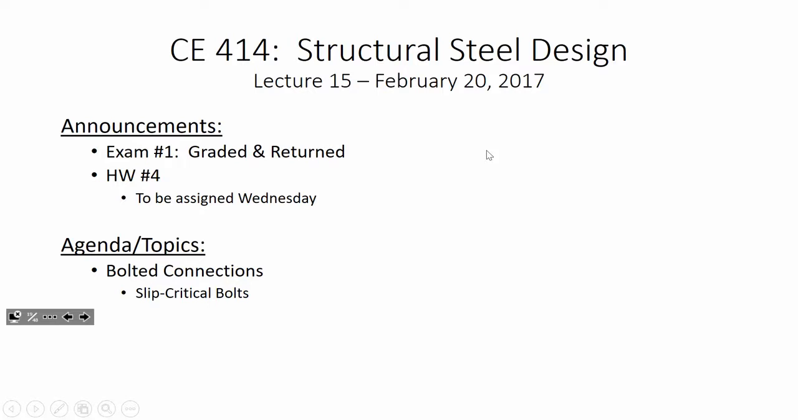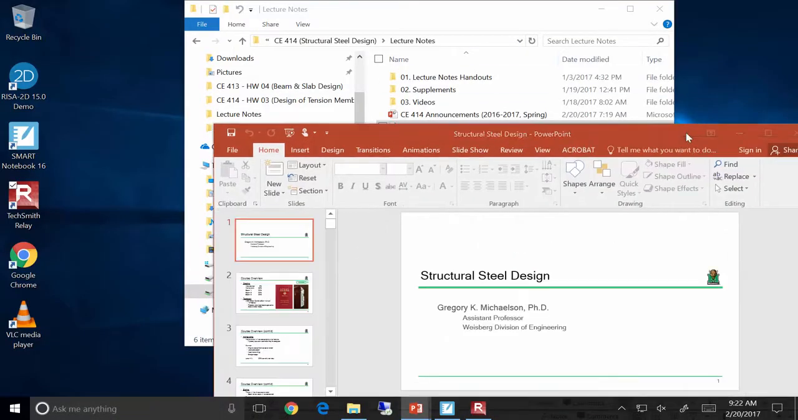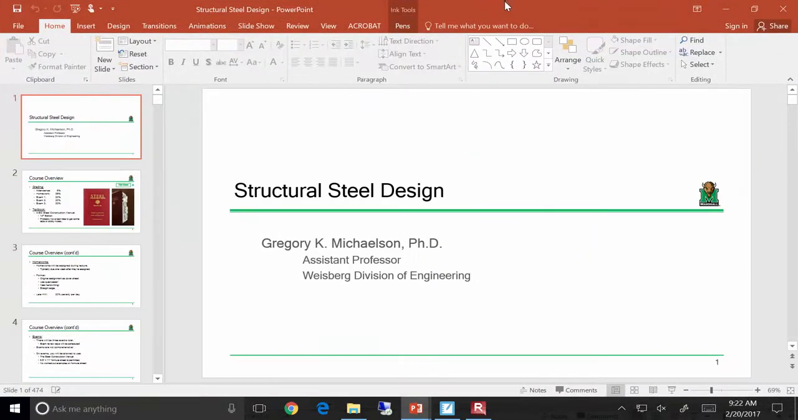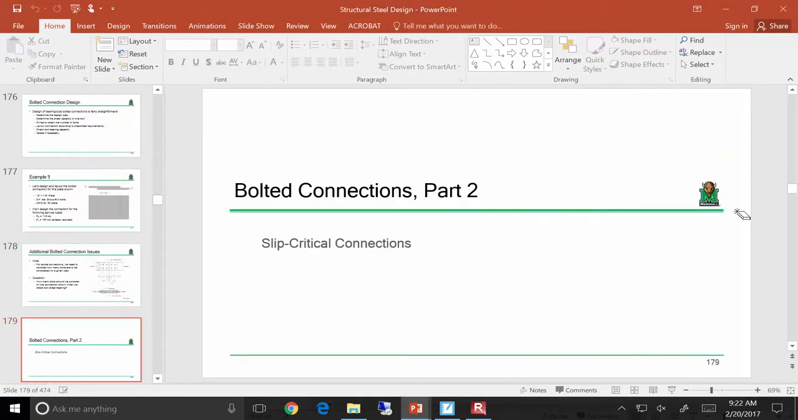So on homework 4, which is going to be your bolted connection homework, there's probably going to be maybe 3 problems, maybe 4 problems, something like that on bolted connections. I know it's been a while since we talked about this, but it is coming. All right, sound good? Let's get into slip critical connections, because that's sort of where we left off.